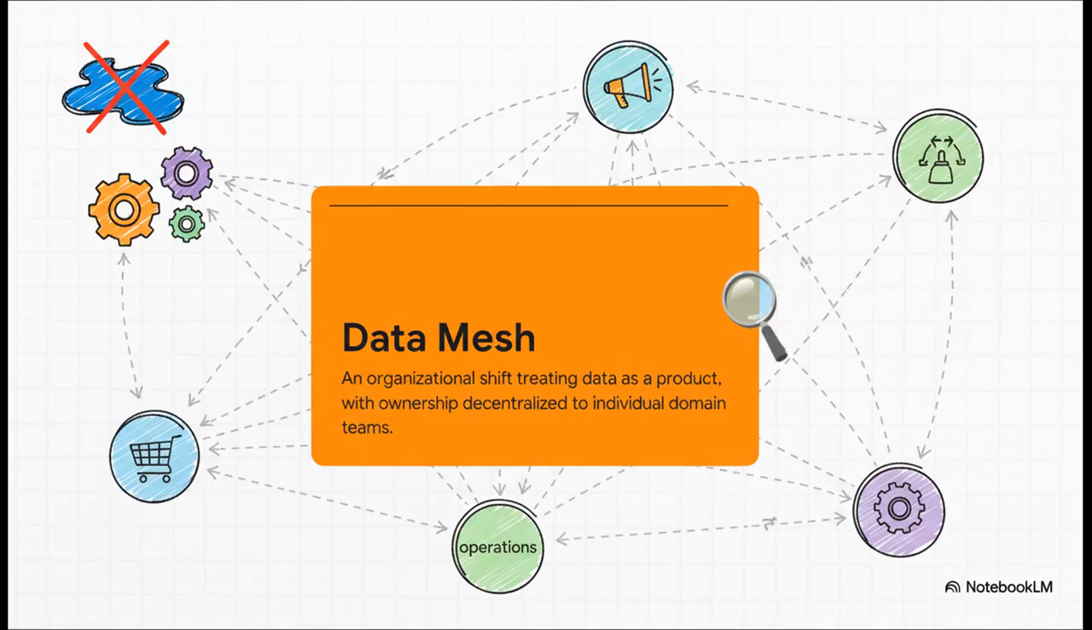But for really big companies, even a lakehouse can become a bottleneck if it's all managed by one central team. And that has led to a pretty radical new idea called the data mesh. And here's the most important part. This isn't just a new technology, it's a shift in how the organization works. Instead of one central team owning all the data, it says data should be treated like a product, owned by the teams that actually create it and know it best. The marketing team owns the marketing data, the sales team owns the sales data, and so on.